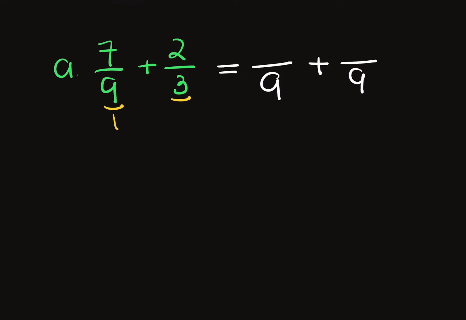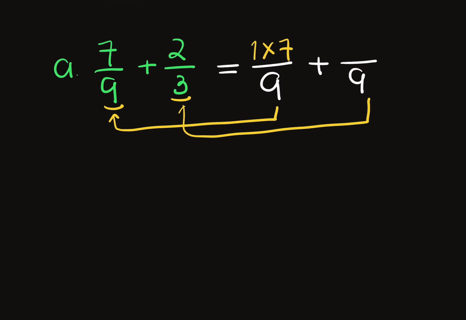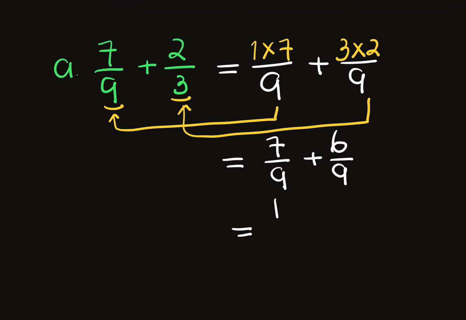So 9 divided by 9 equals 1, and 1 times 7. And then another one, 9 divided by 3 equals 3, and 3 times 2. So we now have 1 times 7, that's 7 out of 9, plus 3 times 2, which is 6, divided by 9. So that equals 13 out of 9. Remember that you can only add them once the denominators of both fractions are the same.